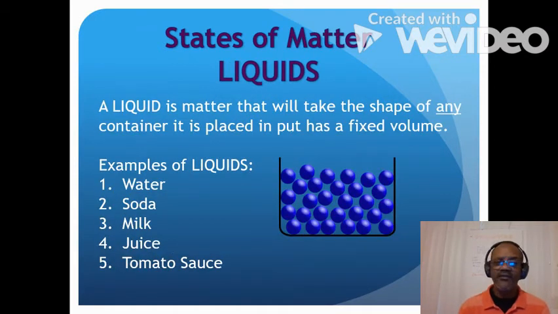A liquid, however, is matter that will take up the shape of any container it is placed in, but has a fixed volume. Examples of liquids would be water, soda, milk, juice, tomato sauce. Basically, its particles just slide all over each other, and that's why it's able to spill out and pour into things. If nothing's holding it, it'll just fall wherever it falls because all of its particles just slide across each other.